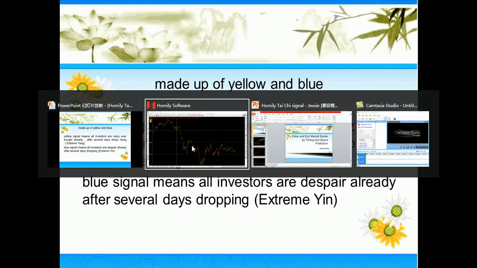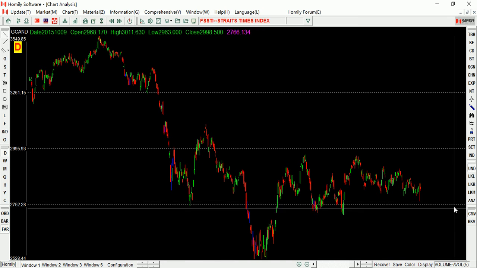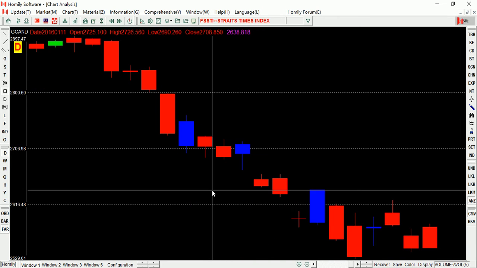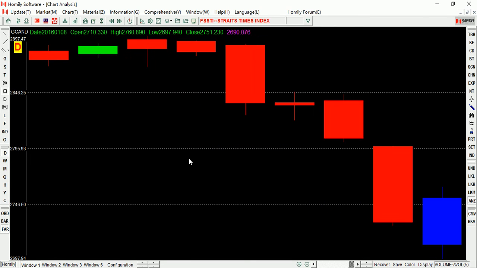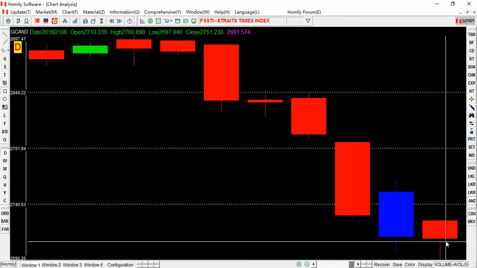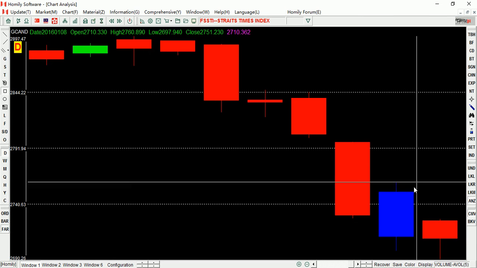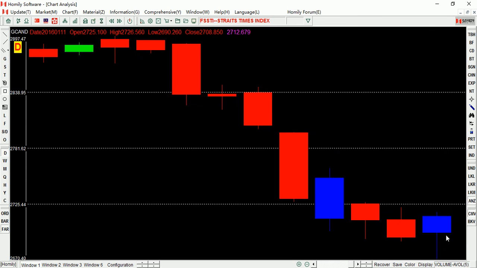Okay, so what does that mean? If you see the blue candlestick appear, you should know this is the oversold area. But can you buy or not? If the next day's close price is lower than the blue candlestick, you cannot buy. You can see here, this is the close price. It's lower than this one, so buy or not? Cannot buy. So you still need to wait.